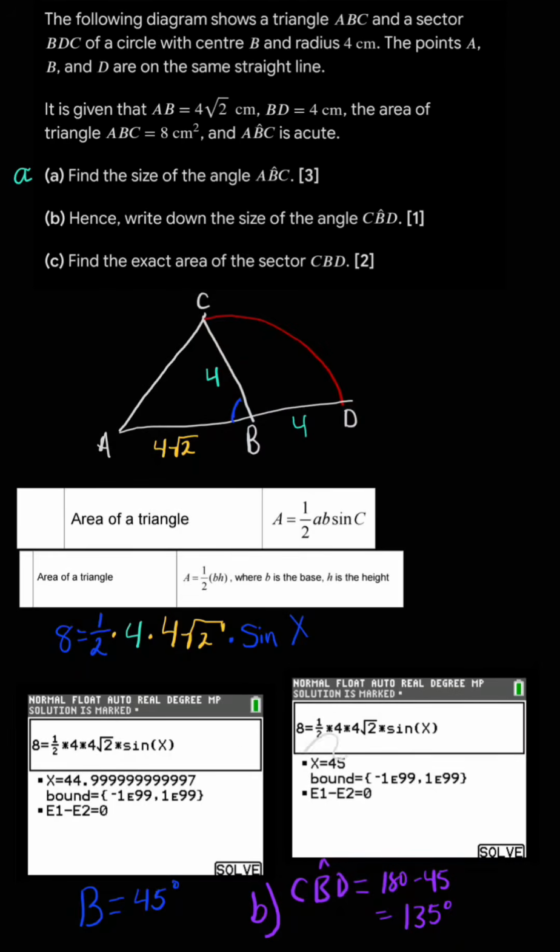Sometimes the calculator, when you give it an awkward number to guess, will give you a number really close to it, but not exact. But in this case, we can round it to three significant figures. It gives us 45. If you actually guess 45, it will give you 45.